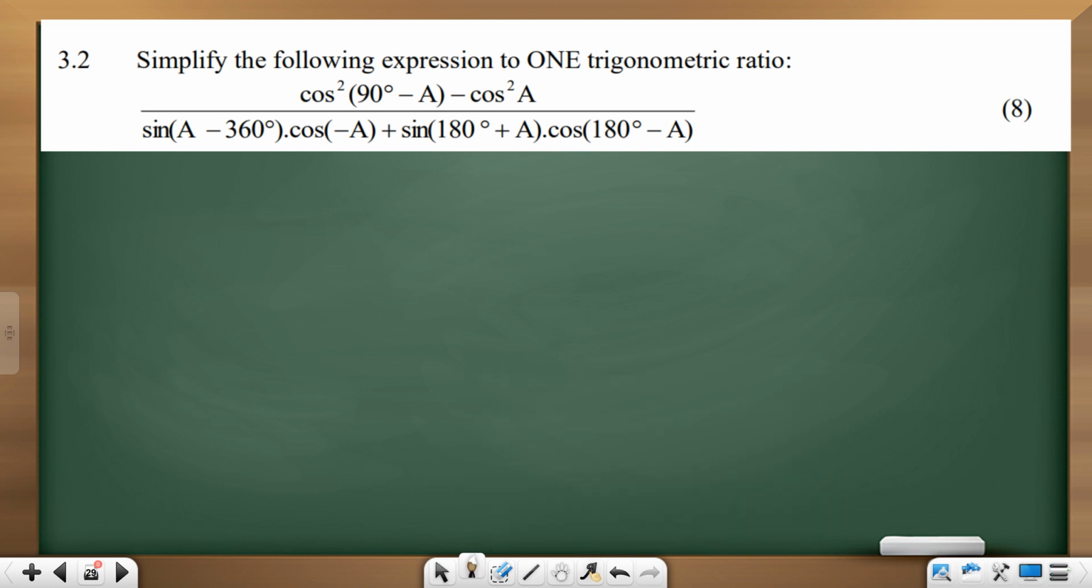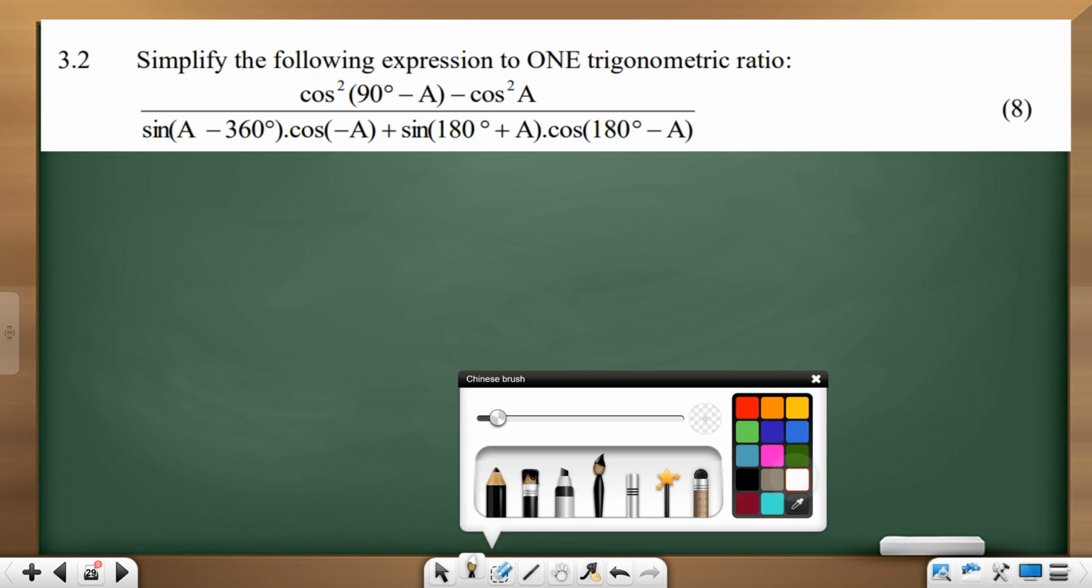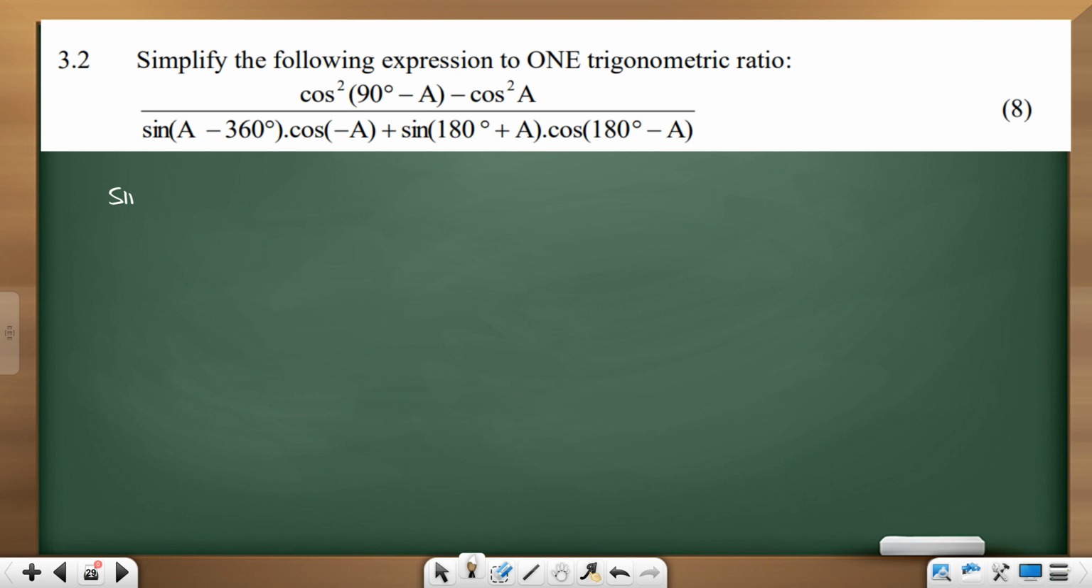Don't worry about the squared when you first see the square. What is cos 90 minus A? Sine A. So what is cos 90 minus A? It's sine, right? But it's now squared. So what do we have? Sine squared A minus cos squared A. Already 1 out of 8. I think we're getting somewhere.